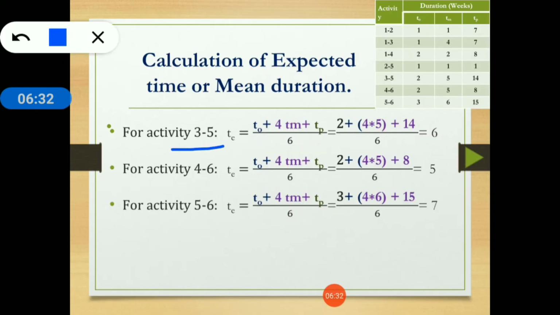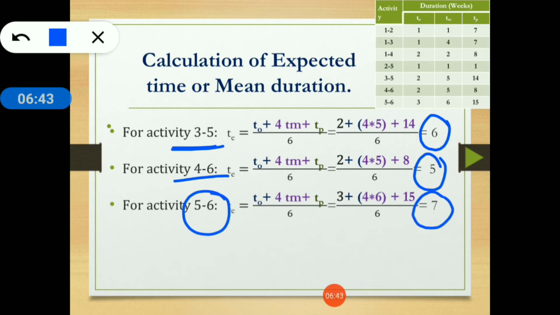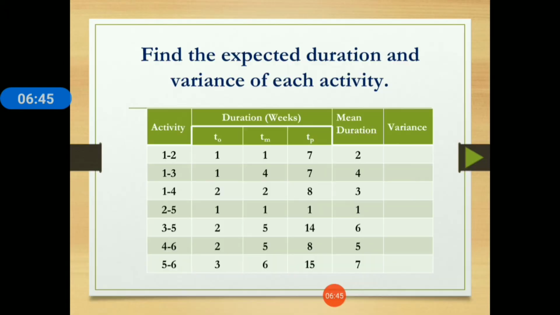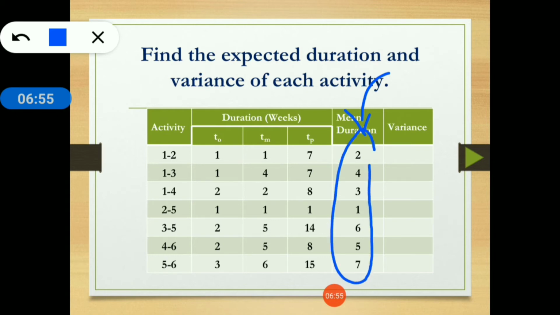For activity 3 to 5 also you will get the estimated time. For activity 4 to 6 you will get 5. For activity 5 to 6 you will get 7 as the expected time. Whatever expected times you get, write them down in the summary table. This is the expected time we have calculated from these equations.